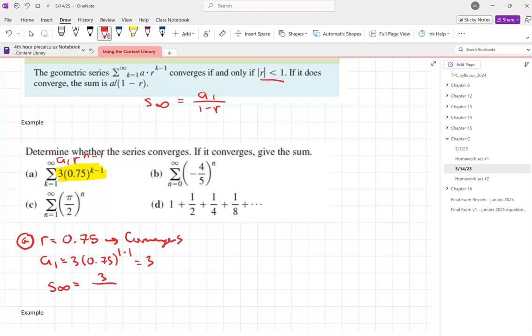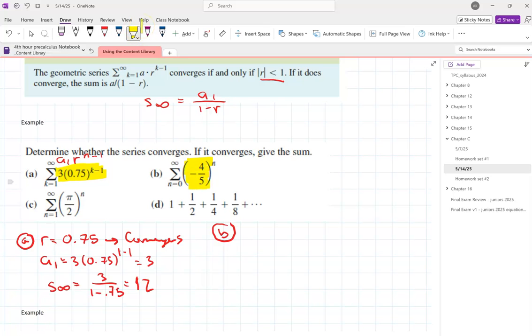So to calculate that, I need the first term, which is 3, and then divide it by 1 minus 0.75. That's going to give me 12. Everybody okay? Pretty easy, right?